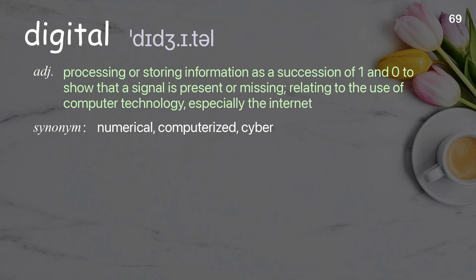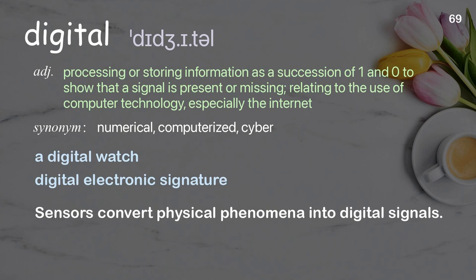Digital: processing or storing information as a succession of 1 and 0 to show that a signal is present or missing; relating to the use of computer technology, especially the internet. Examples: a digital watch, digital electronic signature. Sensors convert physical phenomena into digital signals.